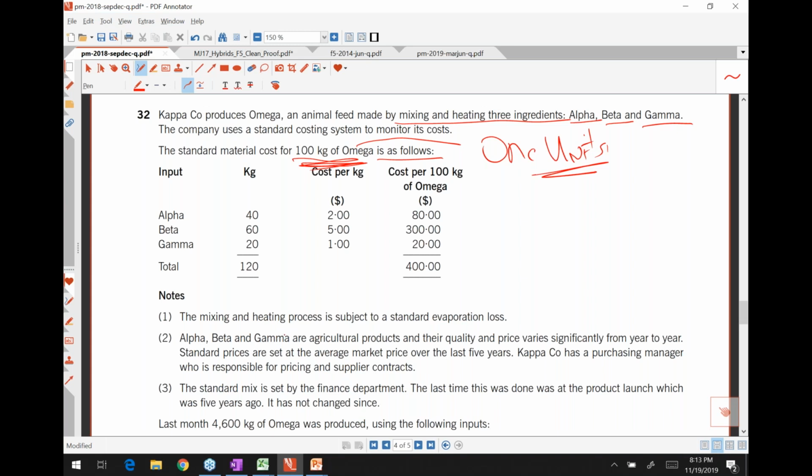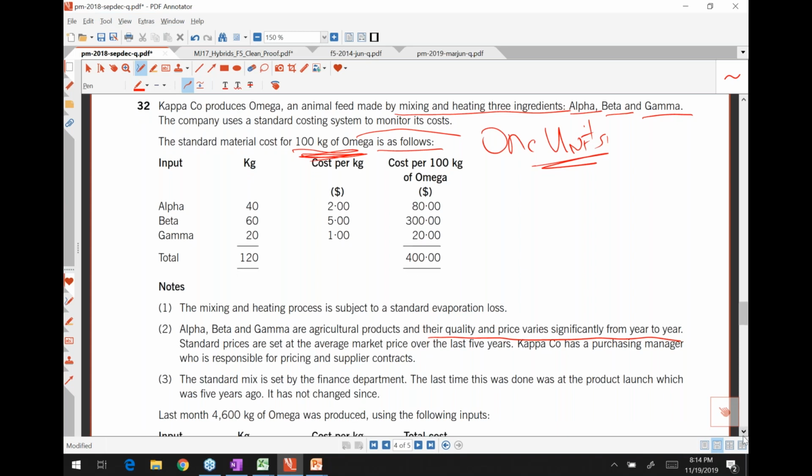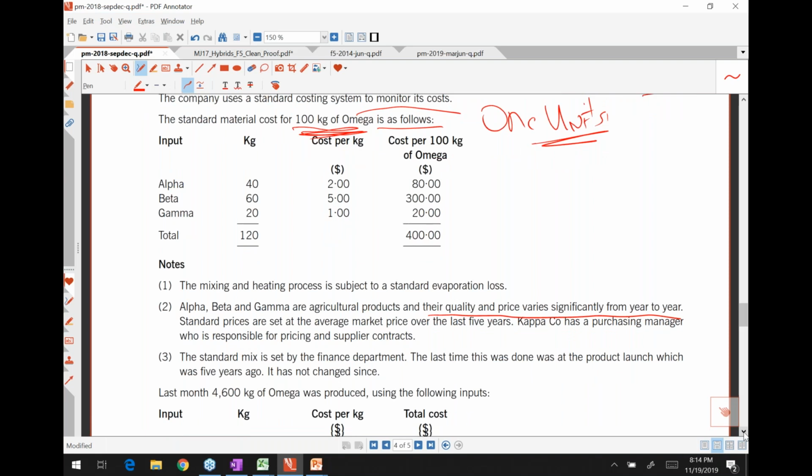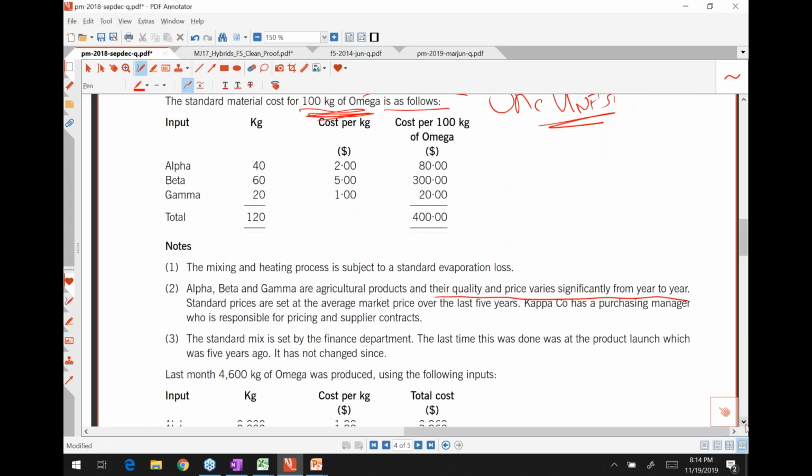Now the mixing and the heating process is subject to standard evaporation loss. Alpha, beta, and gamma are agriculture products, and their quality and price vary significantly from year to year. I'm underlining this because it gives me the impression that there is some kind of variation in the quality and price of agriculture products. Second, standard prices are set at the average market price over the last 5 years.